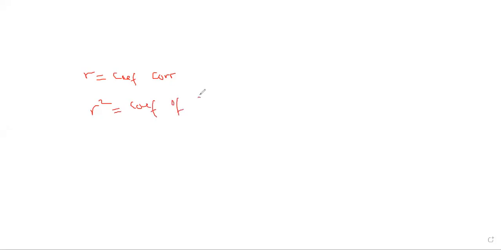So the coefficient of correlation will just tell you whether there's a positive relationship or a negative relationship between the two variables. The R squared, if it is 0.9, it means 90% of X influences Y.